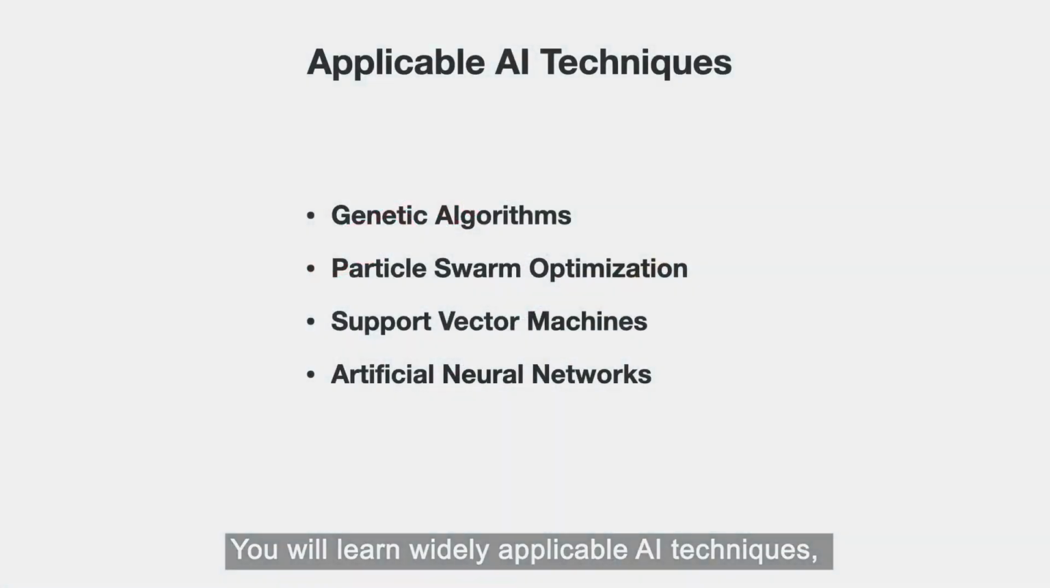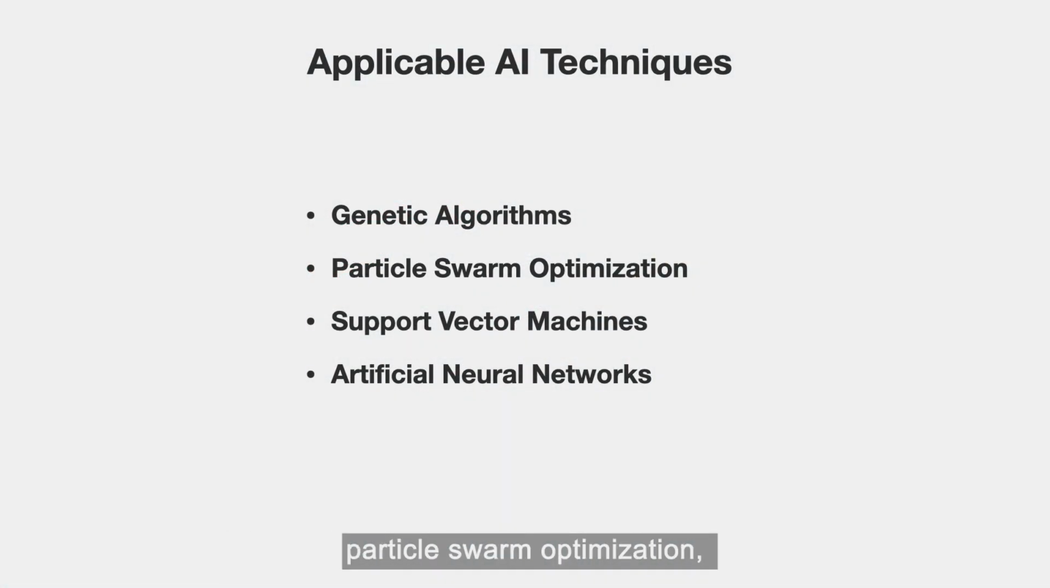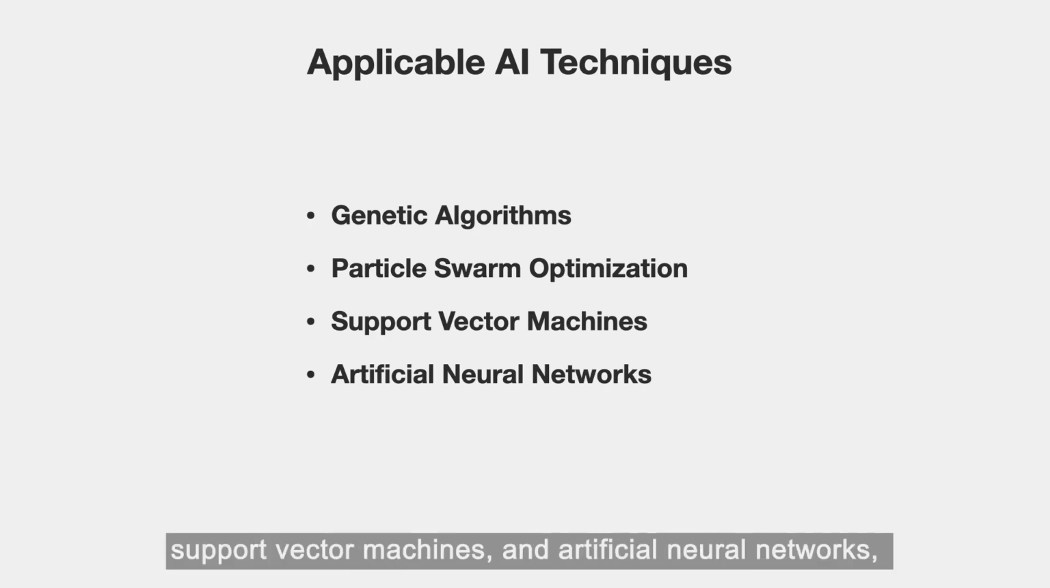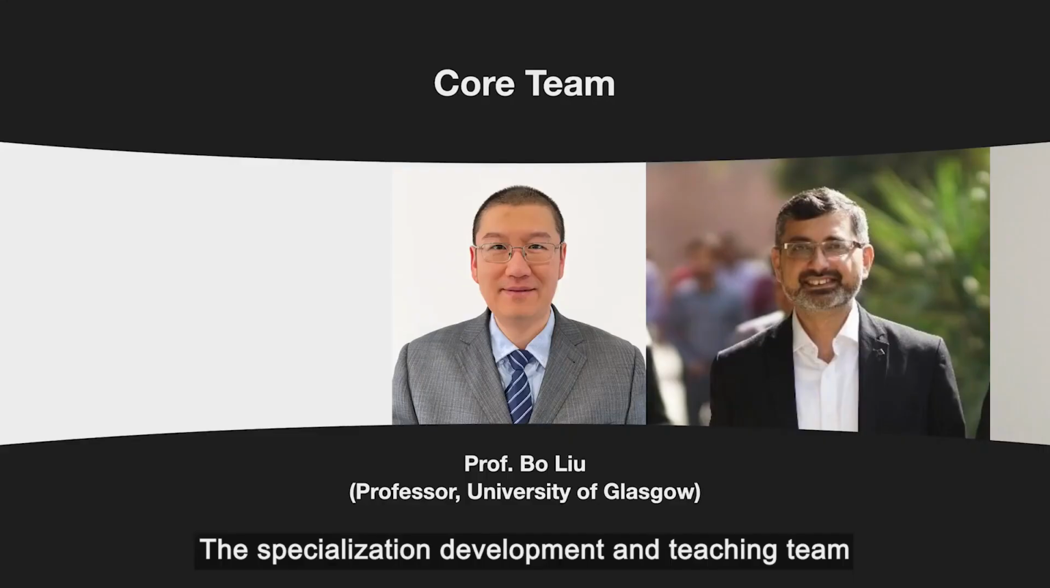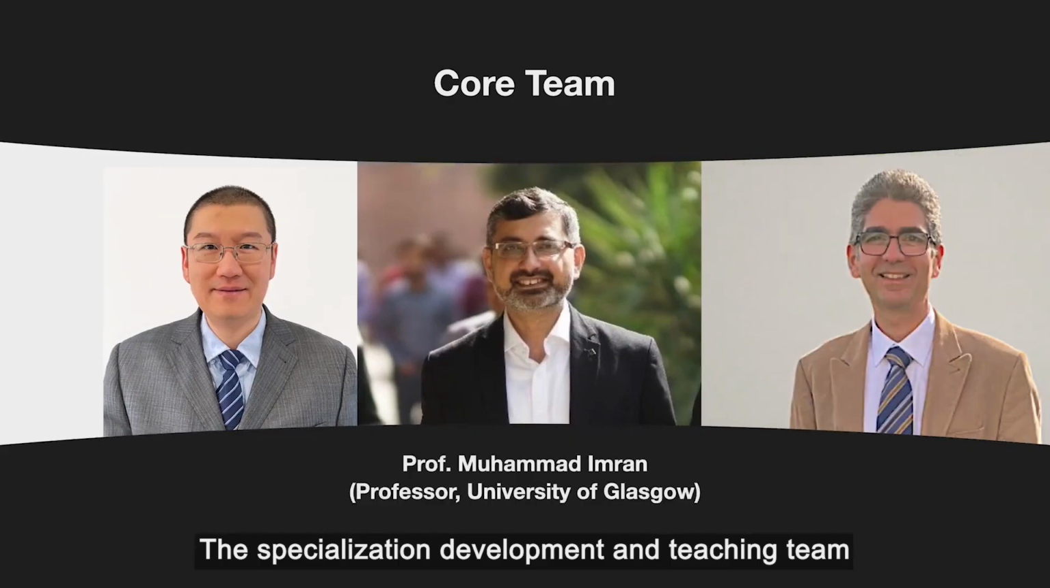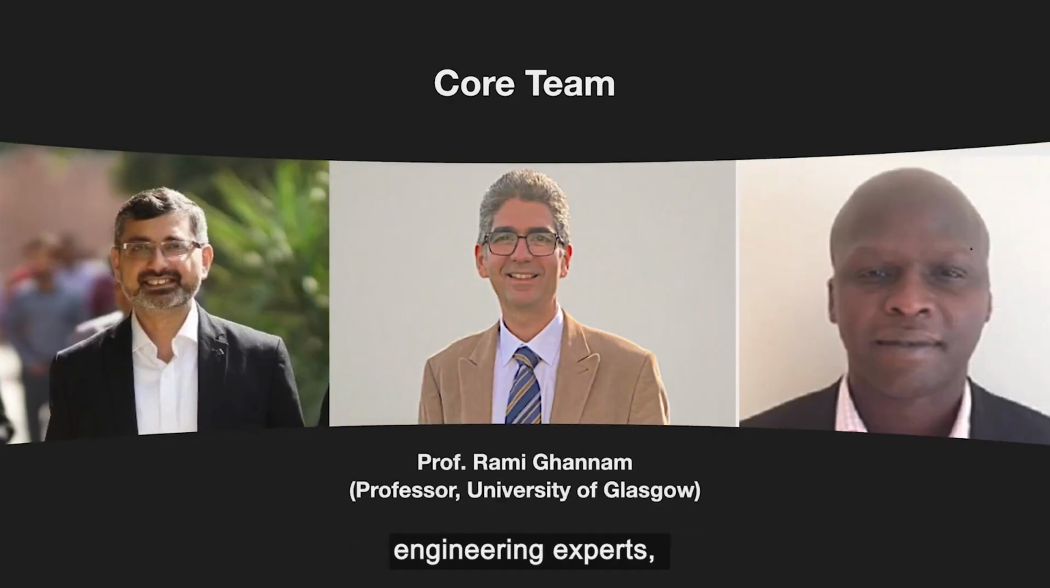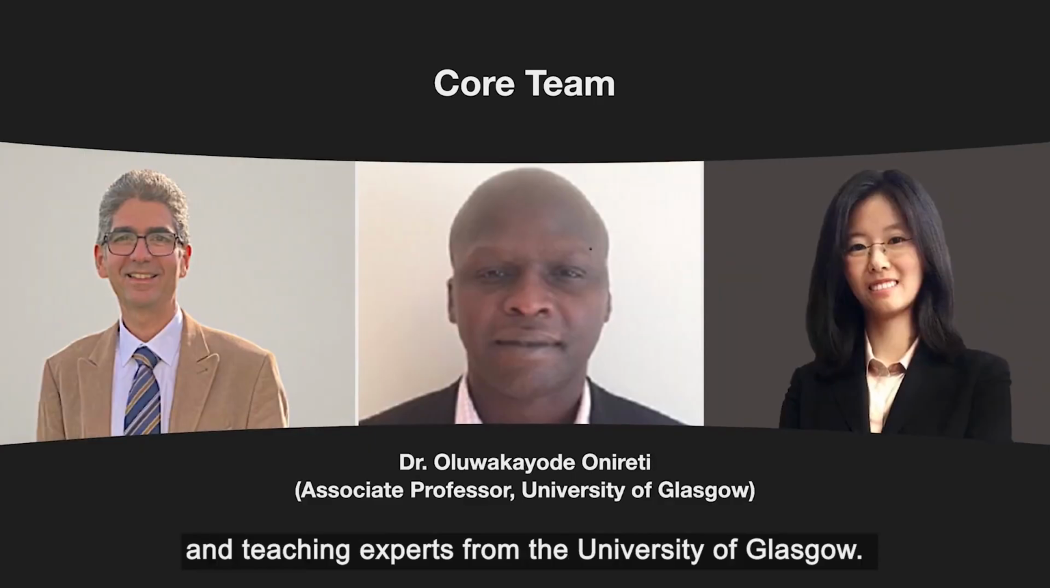You will learn widely applicable AI techniques such as genetic algorithms, particle swarm optimization, support vector machines, and artificial neural networks, and will use them to solve real-world engineering and science problems. The specialization development and teaching team is composed of AI experts, engineering experts, and teaching experts from the University of Glasgow.